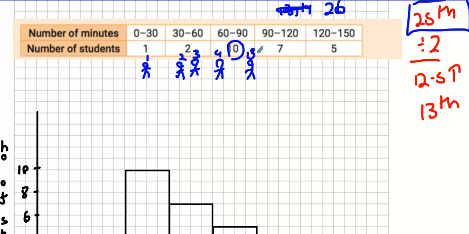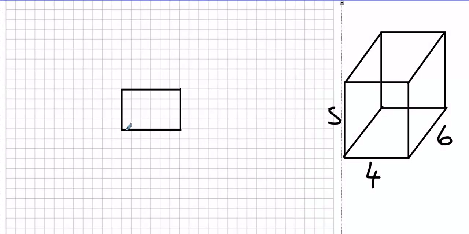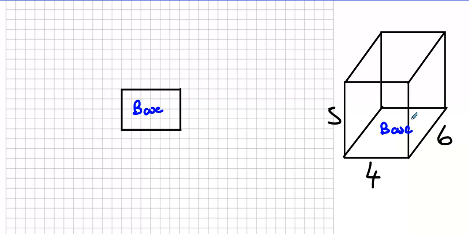Does everybody see that? So what's the median? There you go. Happy days. That's good. Well done. How do I draw a net of this? This is the base. See the base here? And Sean said something very smart. He said big T and little t, which is very smart. Now, does everybody agree that the base is 6 by 4? It is, isn't it? 6 by 4.